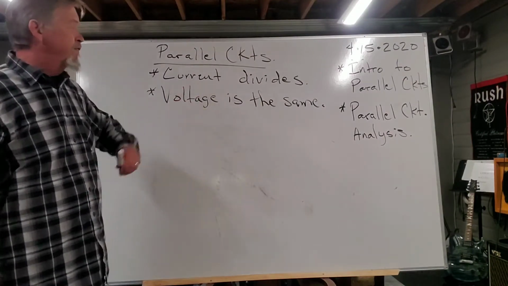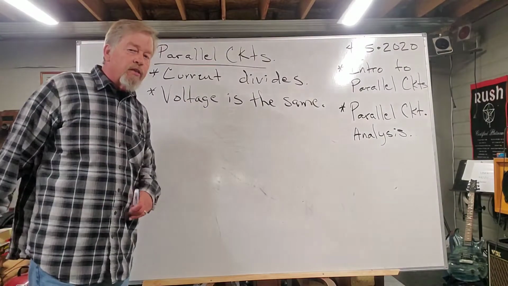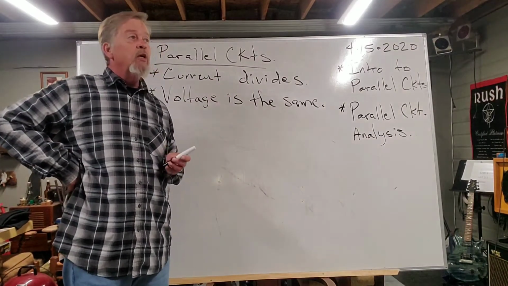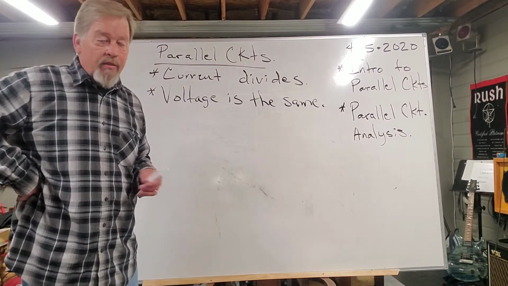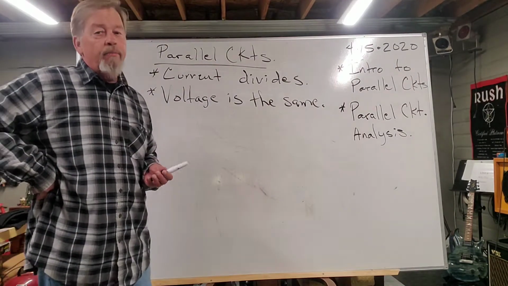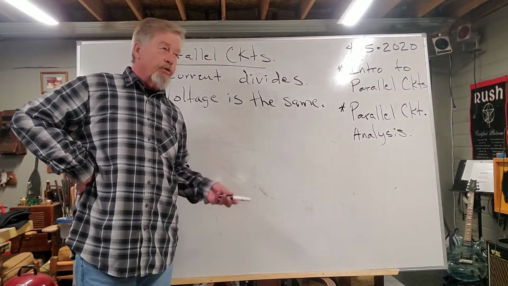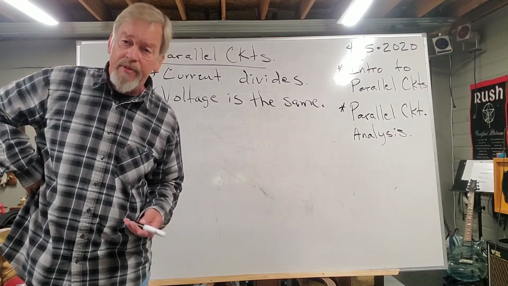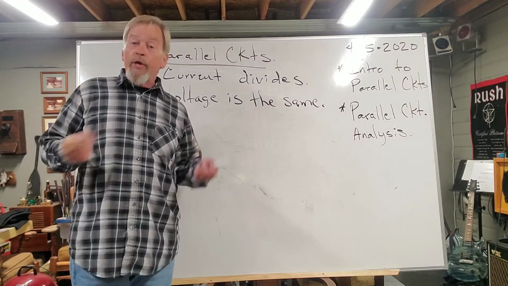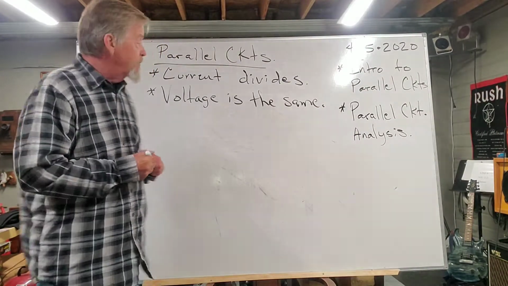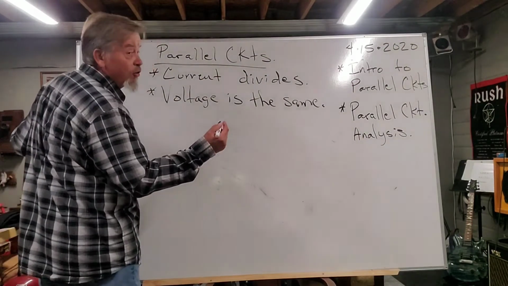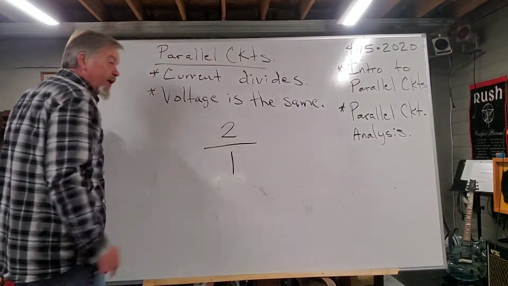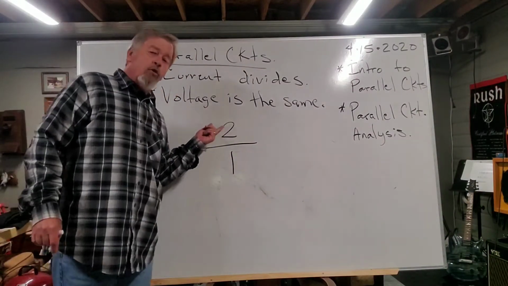So current divides, voltage is the same, and we just mentioned this thing called conductance, the ability to allow current flow. And we said it was the opposite of resistance. Now, you know we deal with numbers, and what we're talking about when we find the opposite of a number, how do we find the opposite of a number? Well, we invert it. See, in reality, the value 2, and we talked about this, the value 2 is actually an improper fraction, 2 over 1.